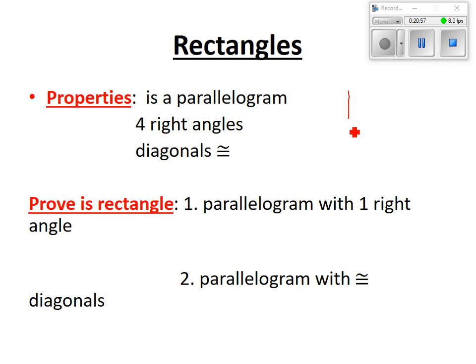A rectangle. What's the one main property for a rectangle? It has 4 right angles. So for it to be a rectangle, every angle has to be a right angle.